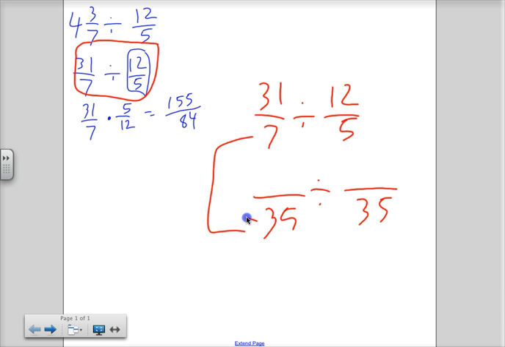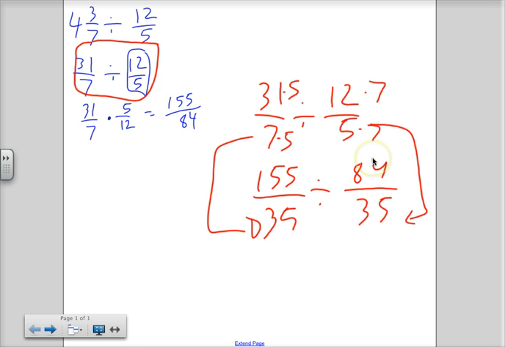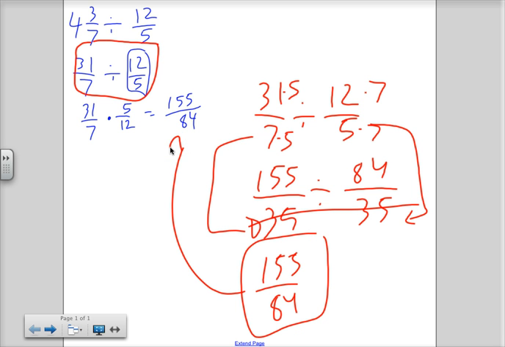Okay. 7 times what is 35? 5. So 7 times 5 is 35. I also have to multiply that to the top as well. 31 times 5 is 155. And same thing over here. 5 times what is 35? 7. So I multiply that to the top as well. And 12 times 7 is 84. And watch this. I divide right across. 155 divided by 84. And of course 35 divided by 35 is 1. I don't care about it. But look at our answers. Same thing. Okay. And I'm done. That's how we review our fractions.